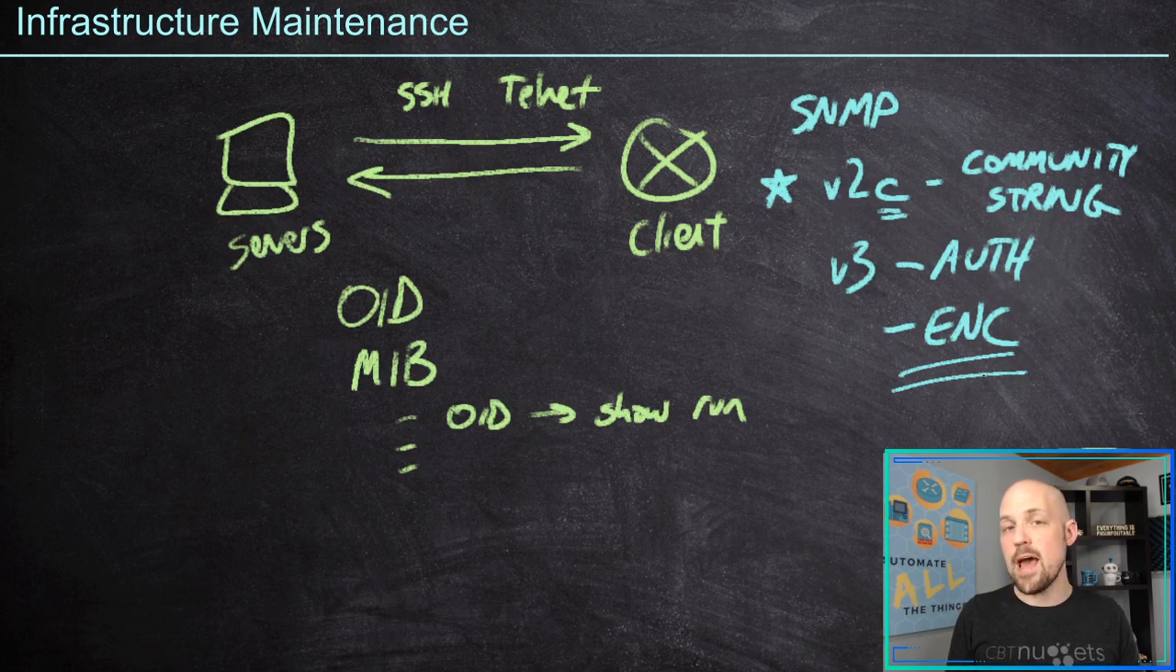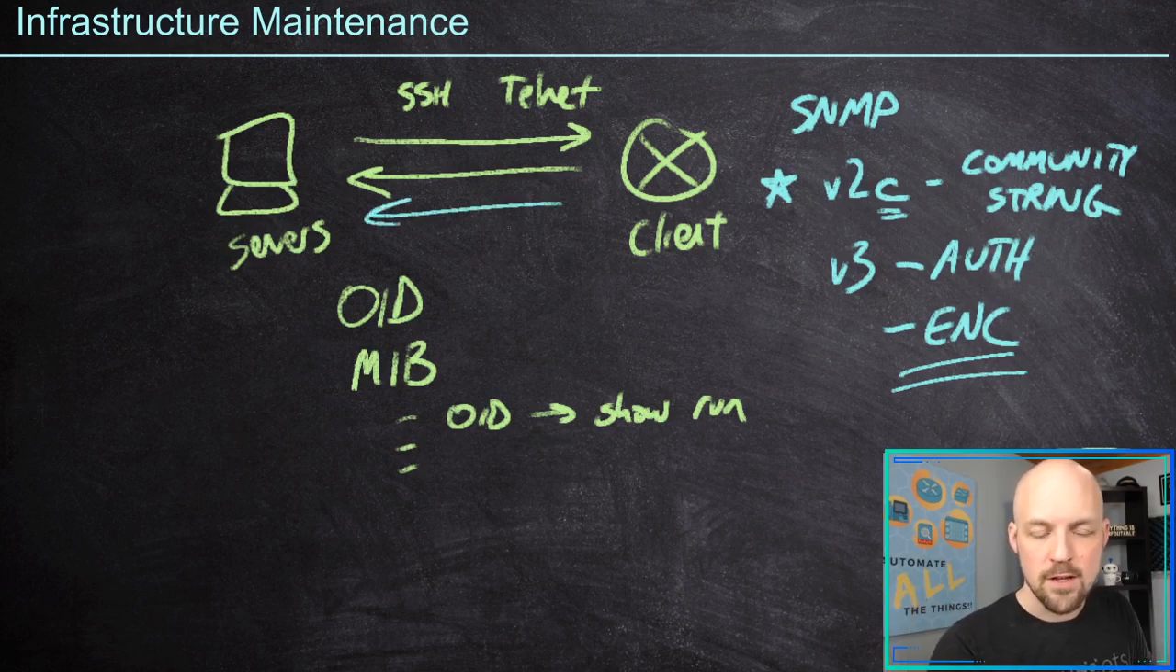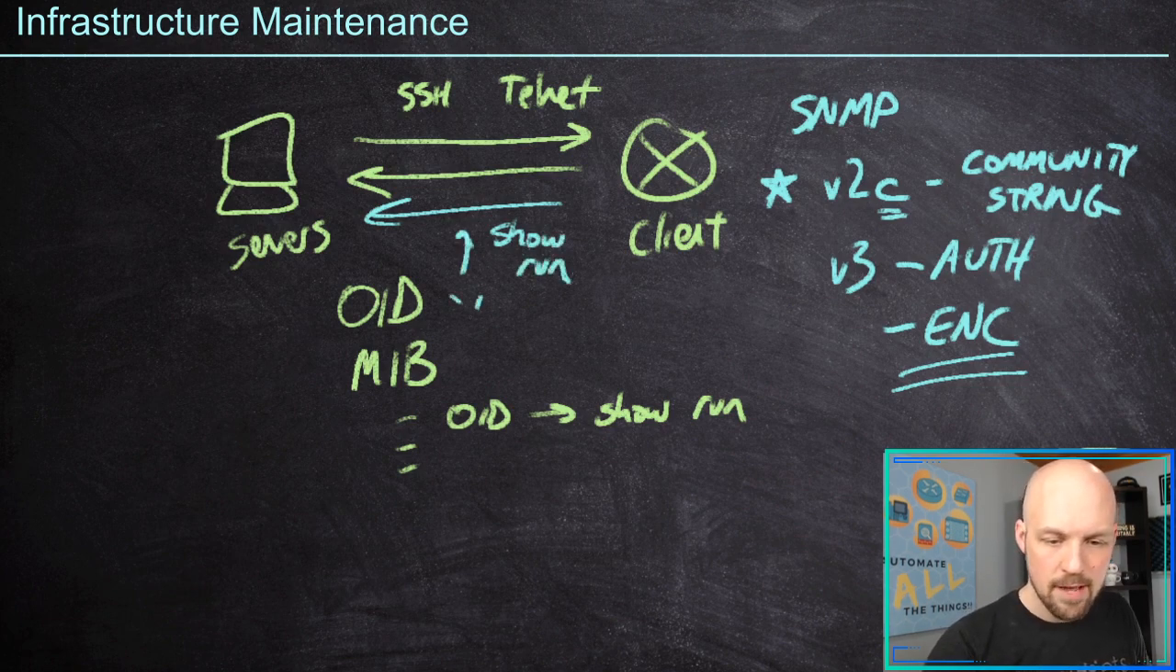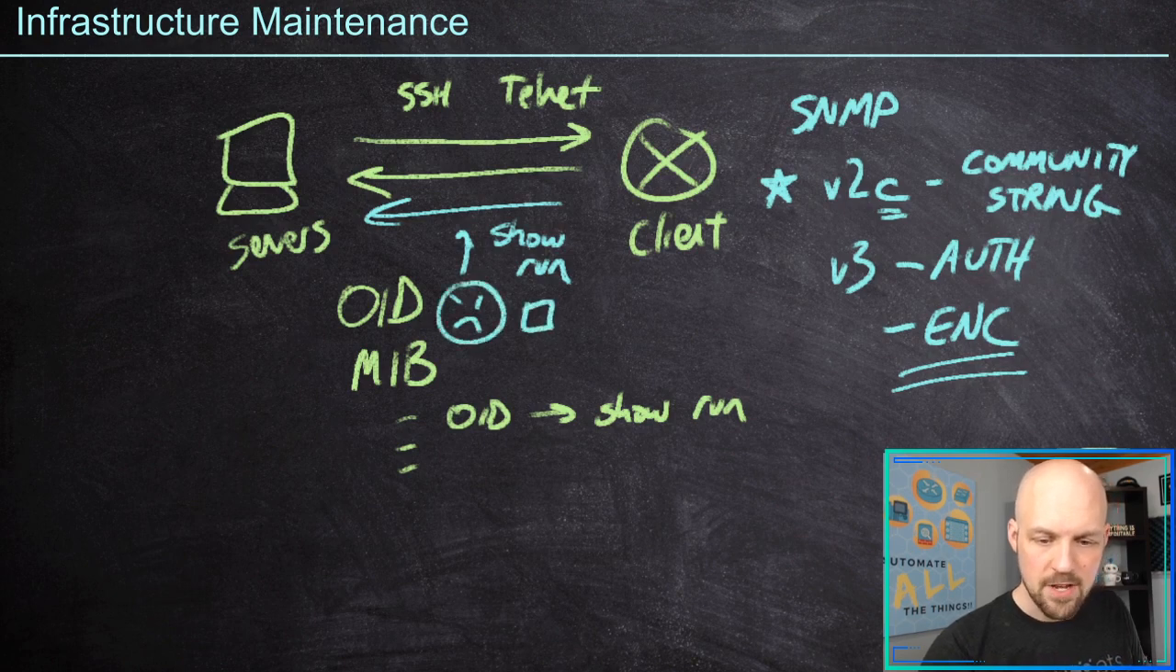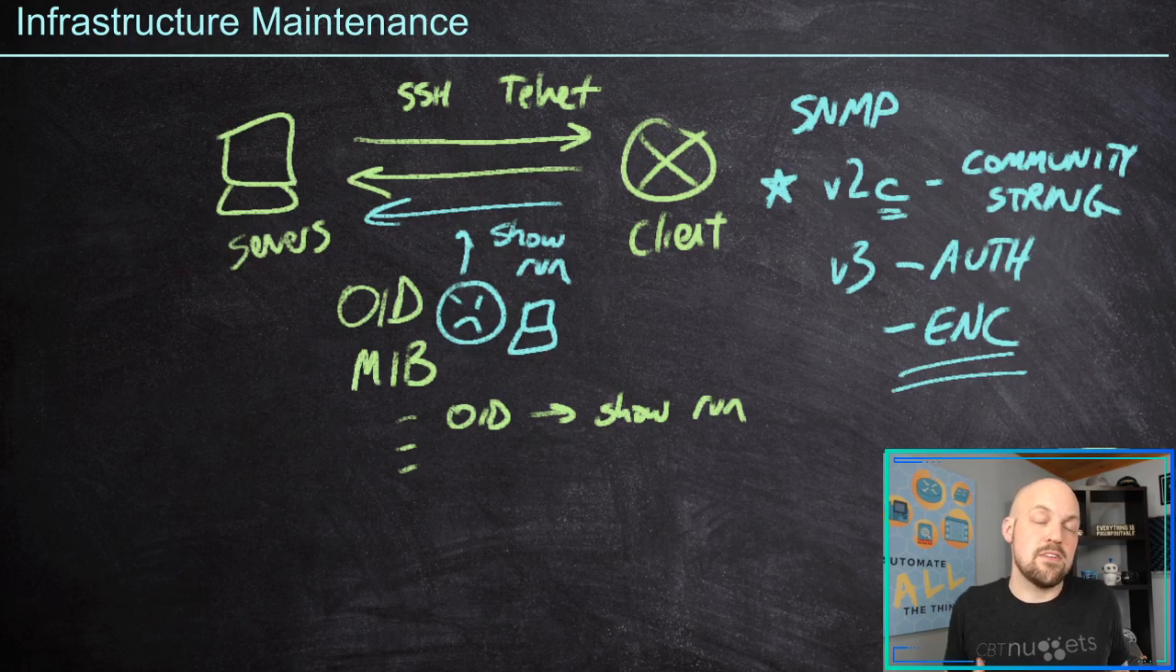And even beyond the password, if every bit of information you're sending is in plain text, I can see everything you're sending. So if this router, for example, is sending the server a show run output, and I'm a bad guy and I'm sniffing this traffic here, I can read that show run because it's not encrypted.